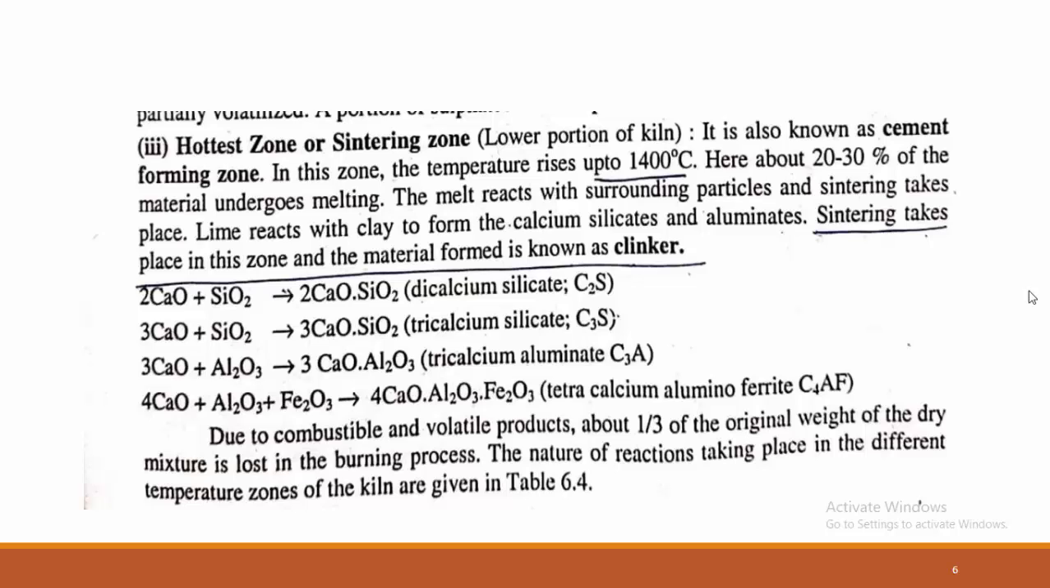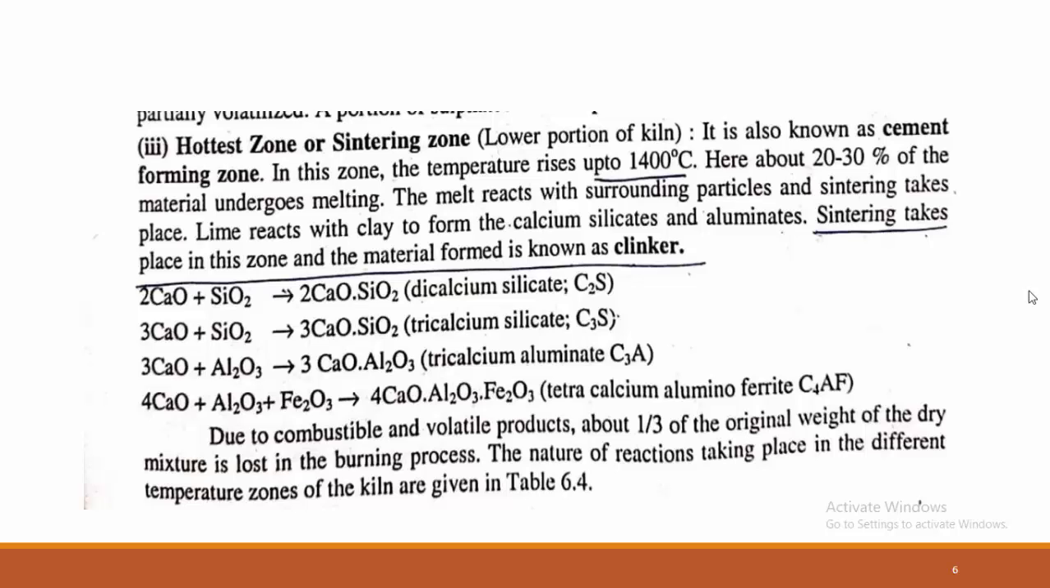In this zone, the temperature rises up to 1400 degrees Celsius. Here about 20 to 30% of the material undergoes melting. It means all the materials which were decomposed are now combined. Here we can see calcium oxide with silica, calcium oxide with alumina, and calcium oxide with ferrite. All these are combined, forming dicalcium silicate, tricalcium silicate, and tricalcium aluminate.